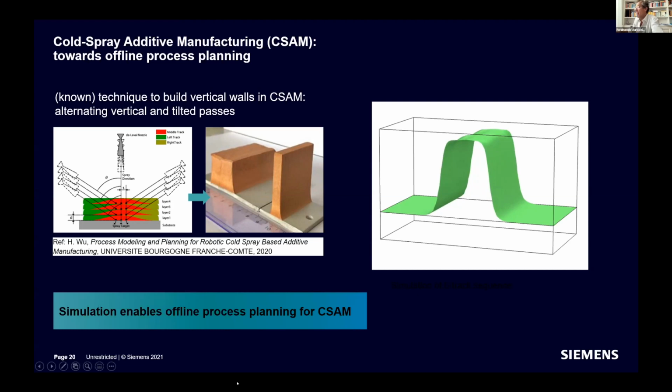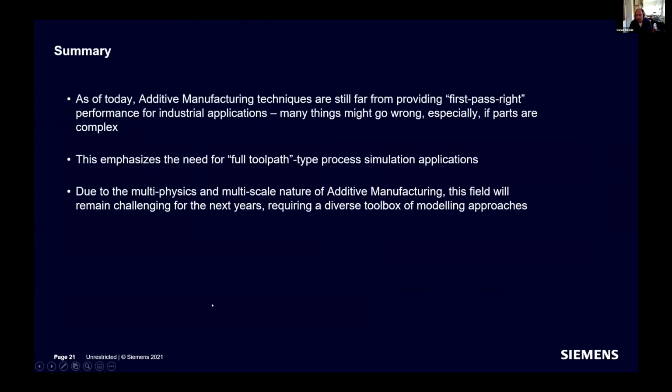Okay, so the simulation enables us to provide offline process planning for cold spray additive manufacturing. And just to hurry up, as of today, we know that additive manufacturing techniques are still far from providing first pass right performance for industrial application. Many things might go wrong, especially if the parts are complex. This emphasizes that we need full toolpath type of process simulation. And due to the multi-physics and multi-scale nature of the process, this field will remain challenging for the next years and require a diverse toolbox of modeling approaches. I would like to thank you very much.